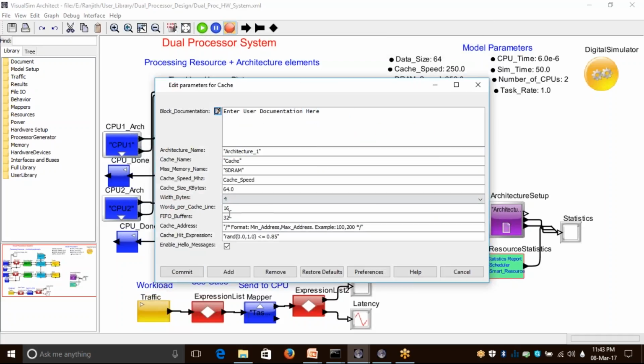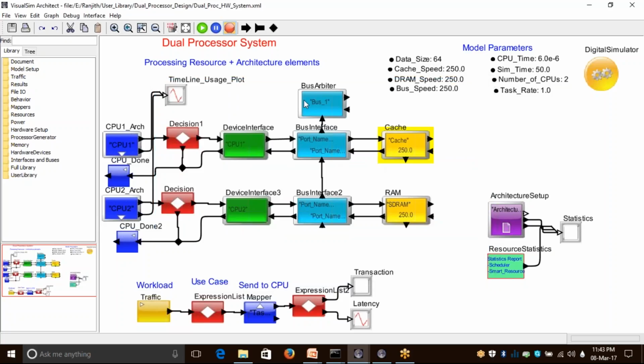Similarly, for the cache memory, you can define the hit expression. In this case, we are considering that my external cache has a hit rate of about 84%. This is an assumption based on the size of my memory and the rate at which I'm running this particular resource itself.